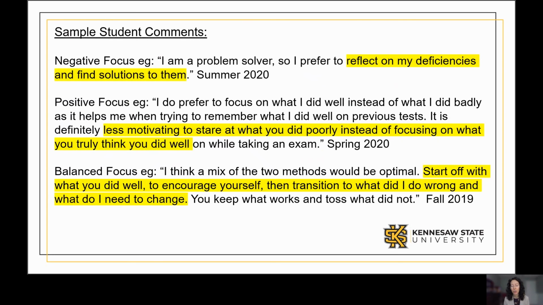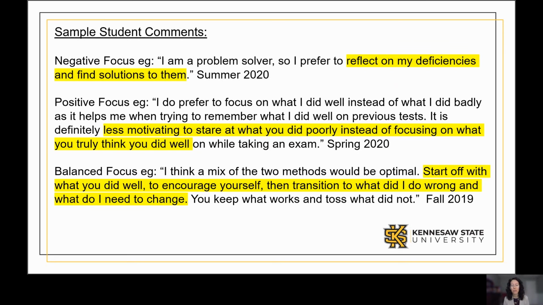An example of a student who wants to focus on the negative says they like to reflect on their deficiencies so that they can find solutions to them. They're problem solvers. A student who wants to focus just on the positive says, it's not motivating to look at what you did poorly. I'd rather focus on what I did well.